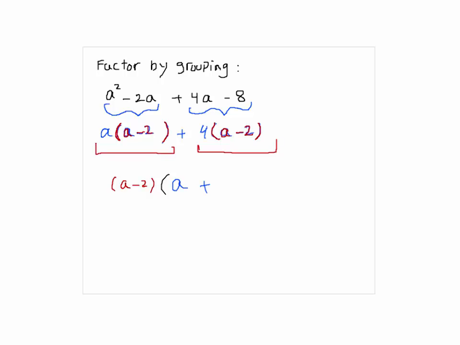Plus, again, what times a minus 2 gives me the second term? What's missing here? Good, 4. 4 is missing. So that's how you factor them. A minus 2 times a plus 4. This is how you factor by grouping.